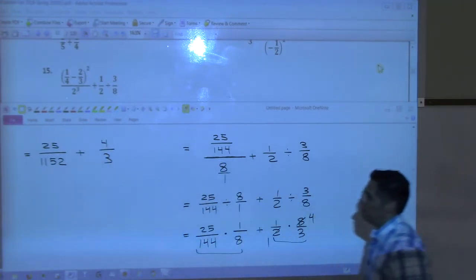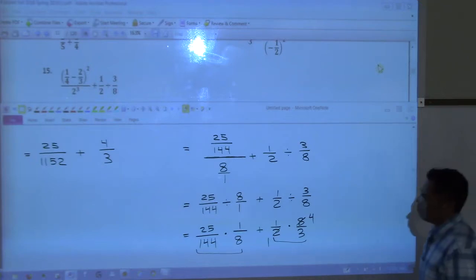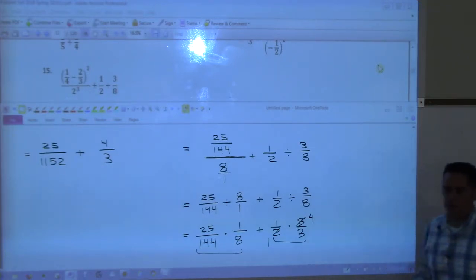Golly, this is nasty. That is a horrible looking fraction over there, isn't it? So now you need to add these together.